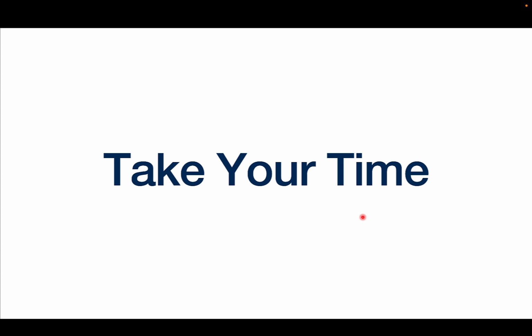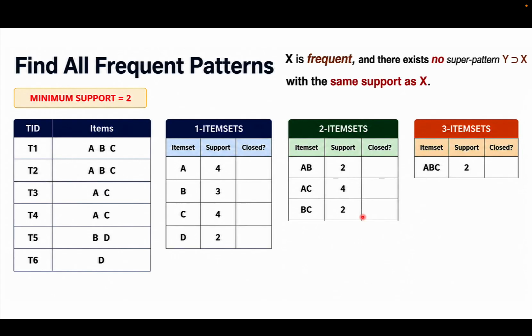I suggest that you take a moment and try to work on the problem on your own. The first step to find all closed frequent patterns is to actually find all frequent patterns. You can use the Apriori algorithm or FP-growth. Suppose that you already have all frequent patterns. Now it's time to apply the definition and identify the closed patterns.